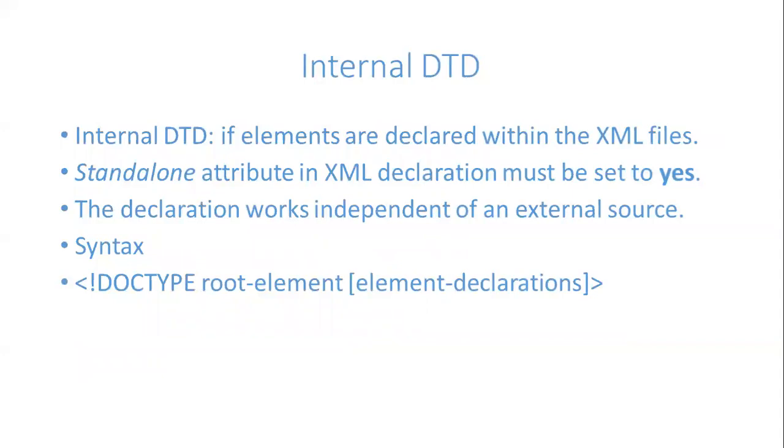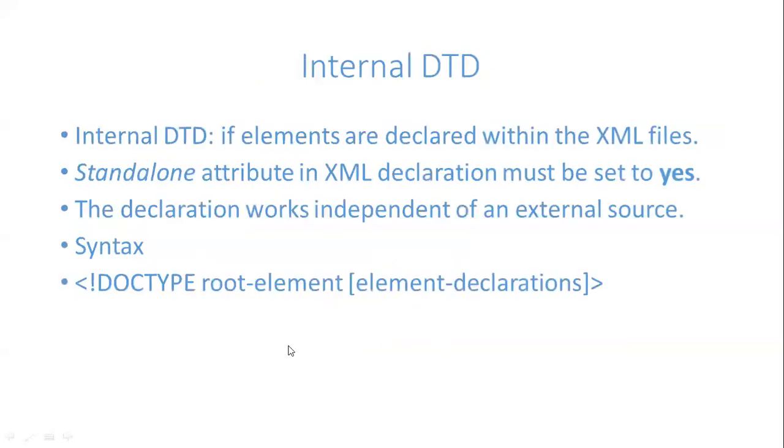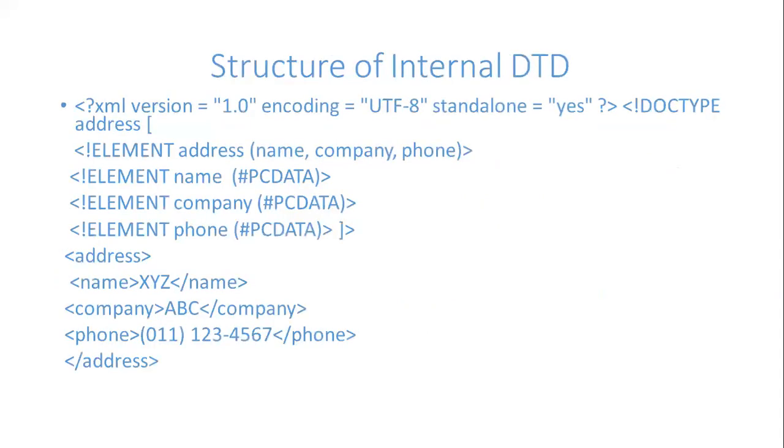Now, there are two types of document type definitions. One is the internal document type definition. The other one is external. If the DTD elements, what we saw here in this case, are declared within the XML, then they are called internal document type definitions. There is an attribute called standalone, which should be set to yes. The general syntax of the internal document type definition is DOCTYPE, root element, and then the element declarations. Now we can check the structure of a document type definition here.